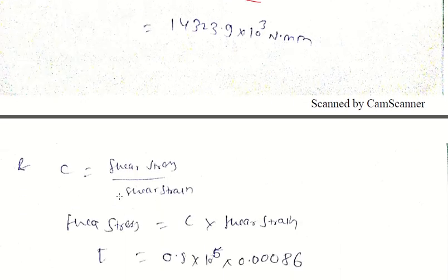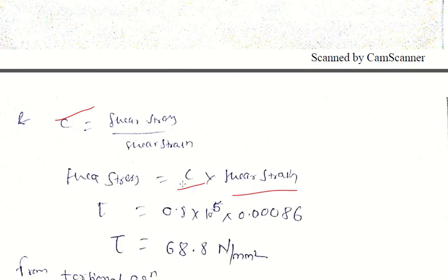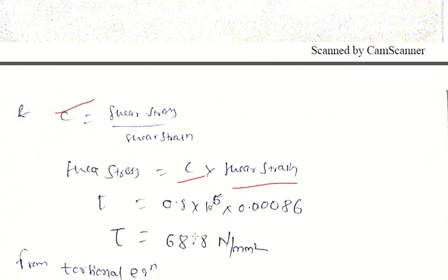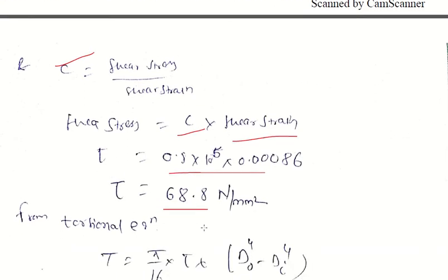Now we know how shear stress and shear strain are related through the modulus of rigidity. So shear stress is directly proportional to shear strain according to Hooke's law, and C is the constant of proportionality. So shear stress equals C into shear strain. We put the value of modulus of rigidity and shear strain. Now multiply all the terms, it will give 68.8 Newton per mm square. This is the maximum shear stress developed in the shaft.